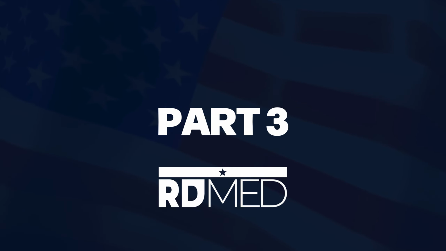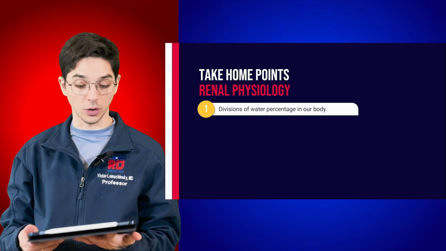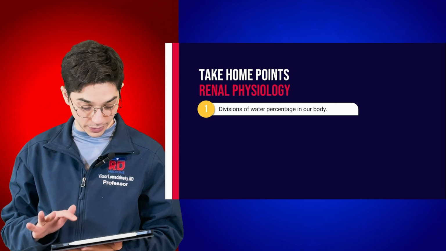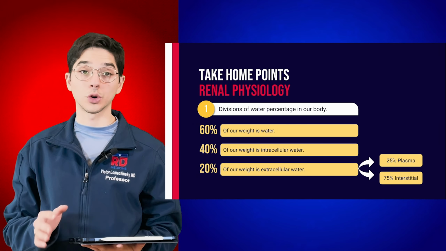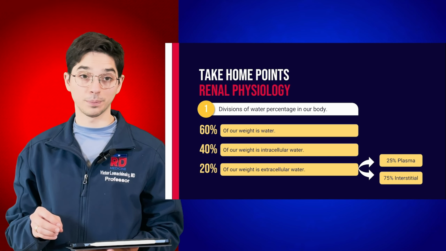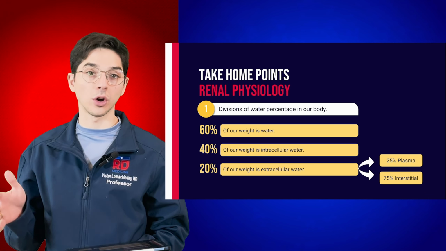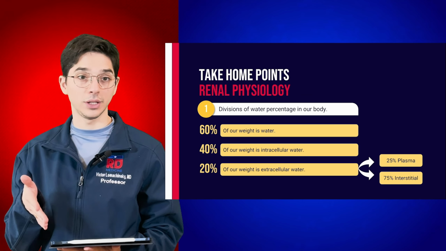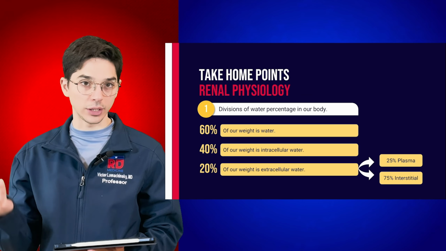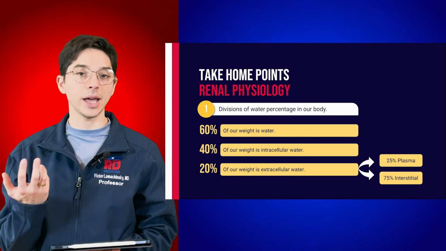Part 3. Now, for our first take-home point, let's remember the divisions of water percentage in our body. 60% of our whole body weight is water. 40% of that water is intracellular. And our second fluid division is that 20% of our entire body water is extracellular.